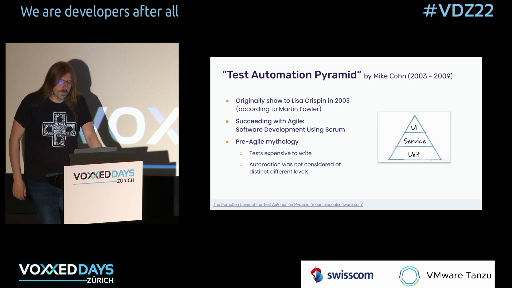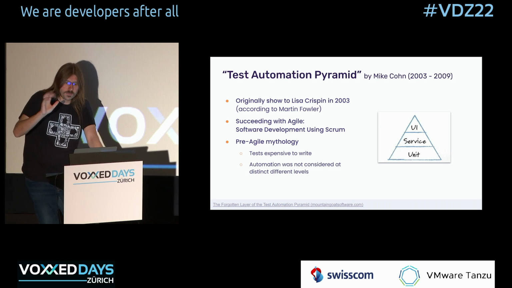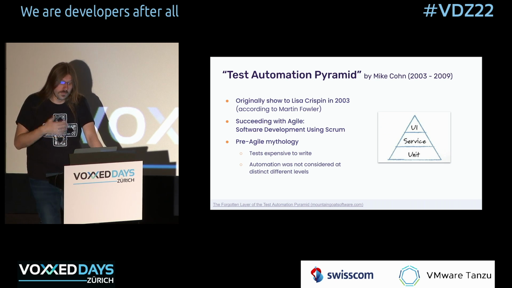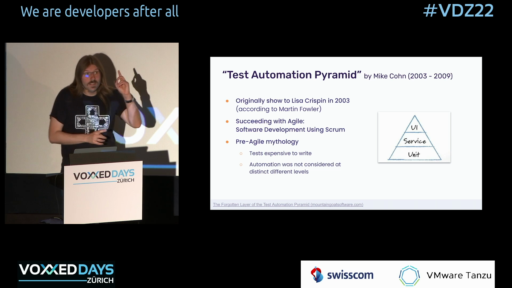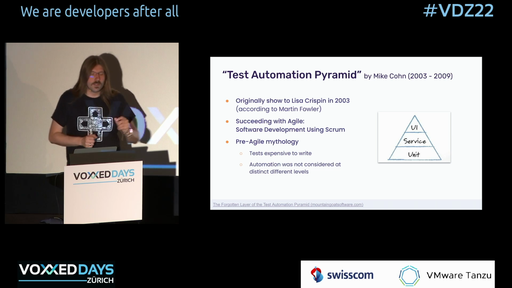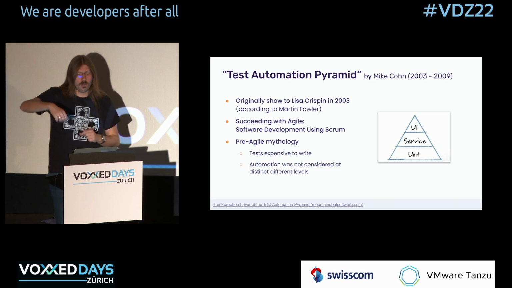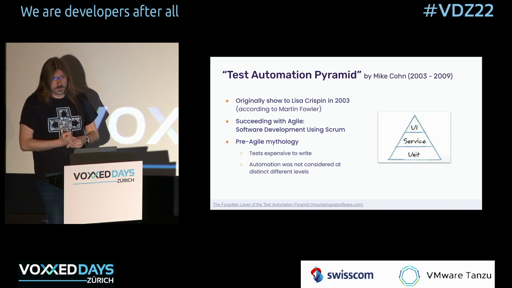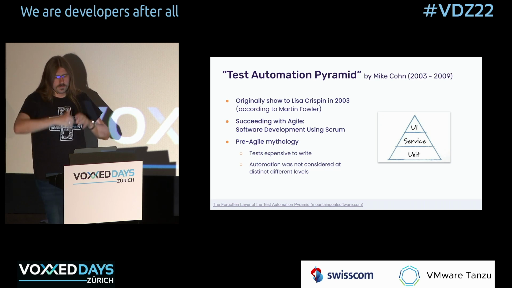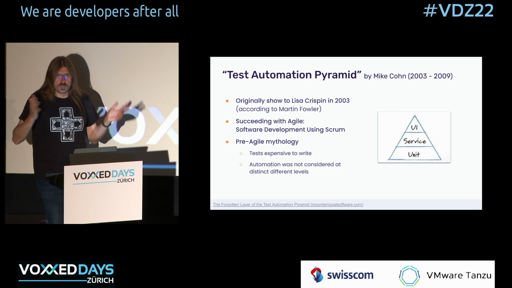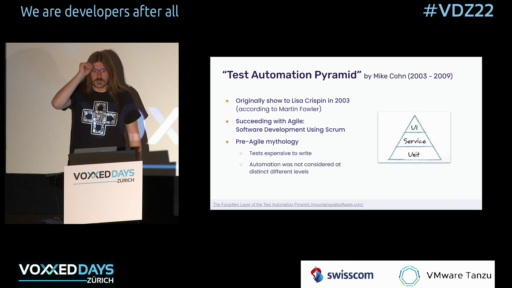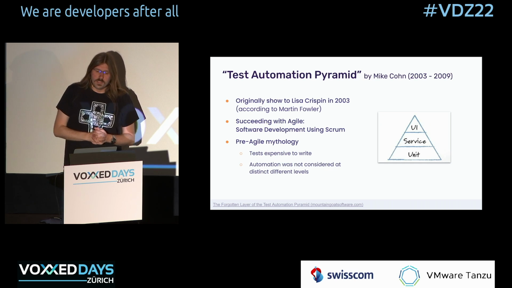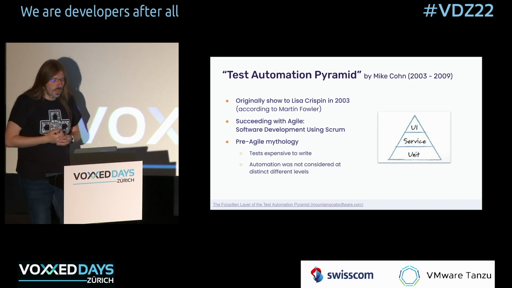origin. And this is one of the first occurrences of the testing pyramid I found, allegedly from 2003, from Mike Cohn. And there are no primary sources of this, but Martin Fowler says that Mike Cohn showed the testing pyramid at some conference to Lisa Crispin, who later did the testing quadrants. And this was around 2003 at some Scrum or Agile conference. And then he writes about it in 2009 in his book, Succeeding with Agile: Software Development Using Scrum.